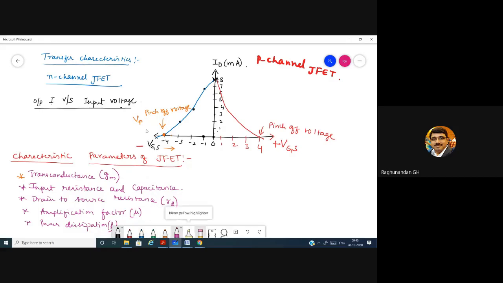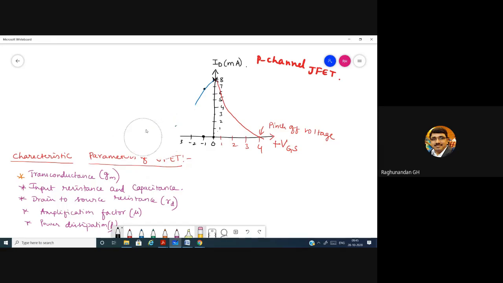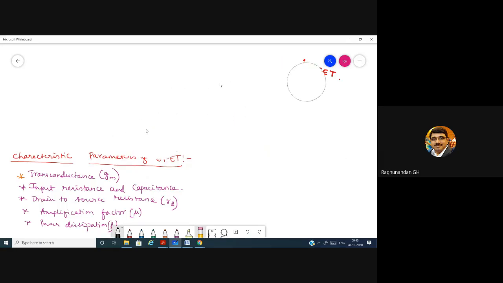So it is just a definition one by one. They will ask the definitions. What are the characteristic parameters of JFET? It means one by one, just small definitions. So what is transconductance? It is the inverse of resistance. Right? It is the inverse of resistance.